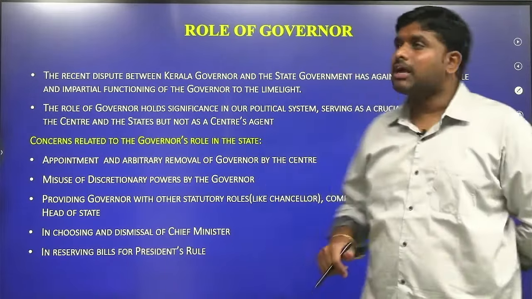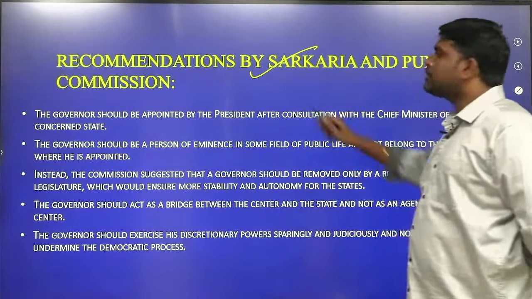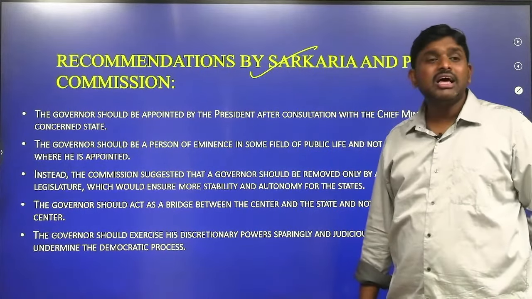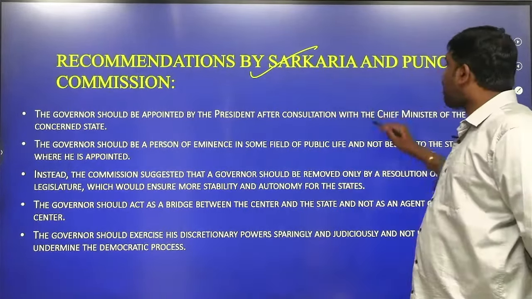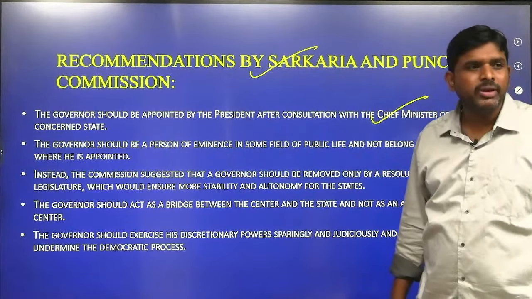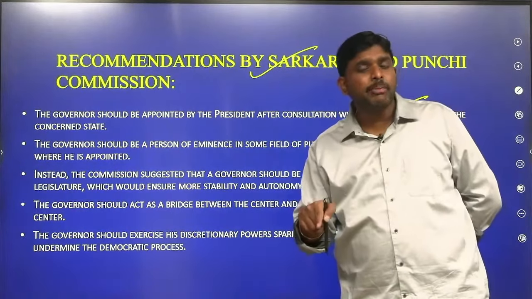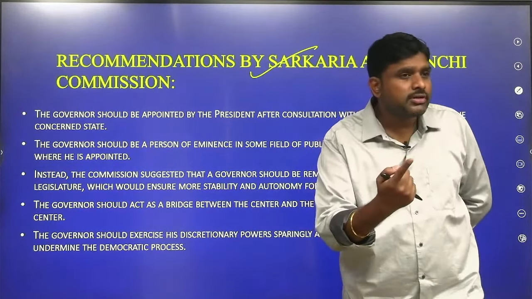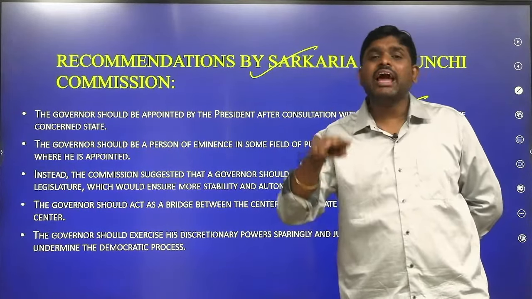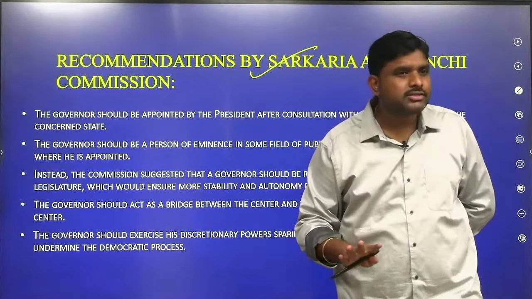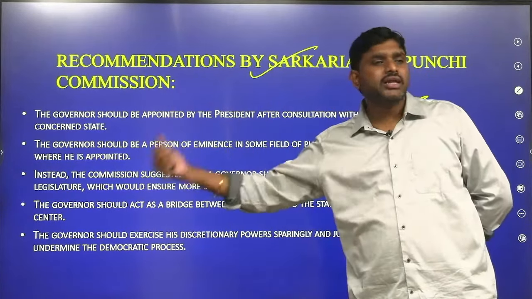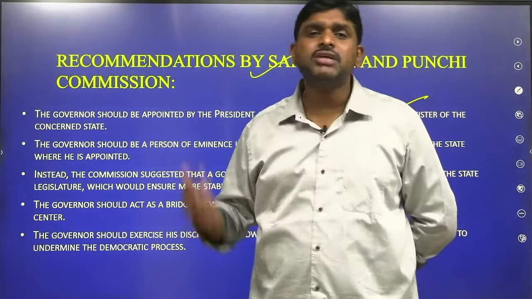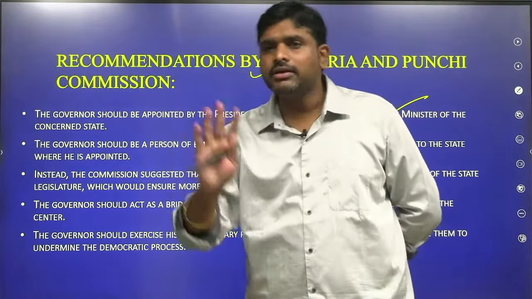So here come the recommendations of the Sarkaria Commission and Punchhi Commission. They recommended that the governor should be appointed after consultation with the Chief Minister. Hence, if he is appointed in consultation with the Chief Minister, he will not act as an agent of the central government. Rather, he will act as a liaison between the center and the state. Who recommended this? Sarkaria Commission and Punchhi Commission. Sarkaria Commission is called the first center-state relations commission. Punchhi Commission is called the second center-state relations commission.